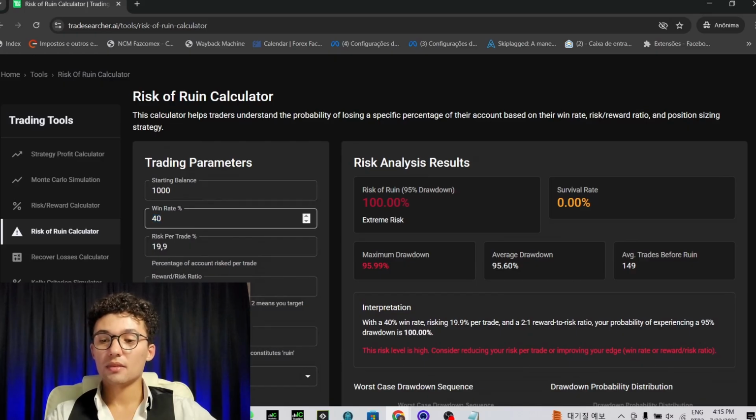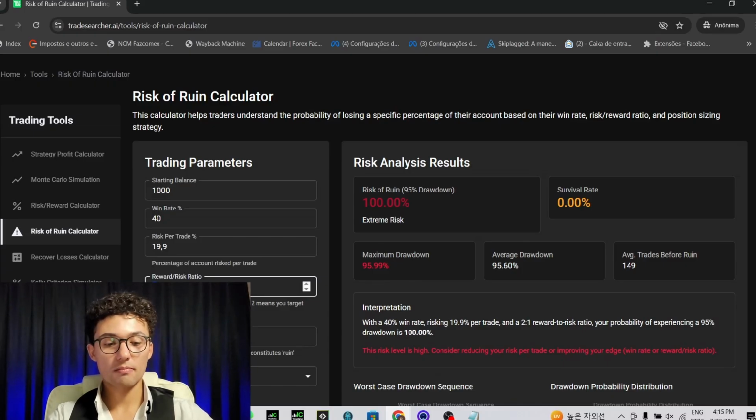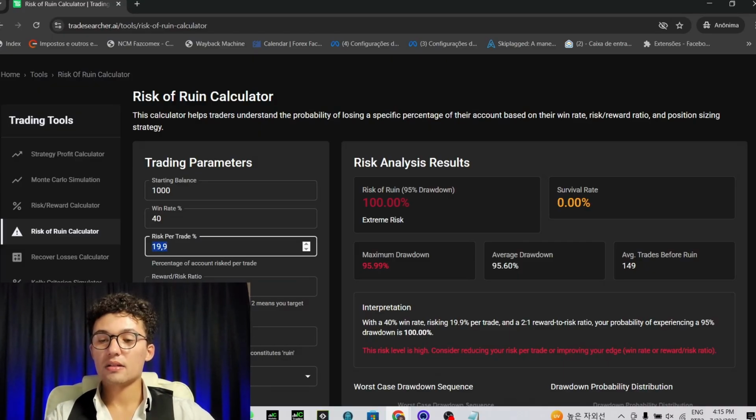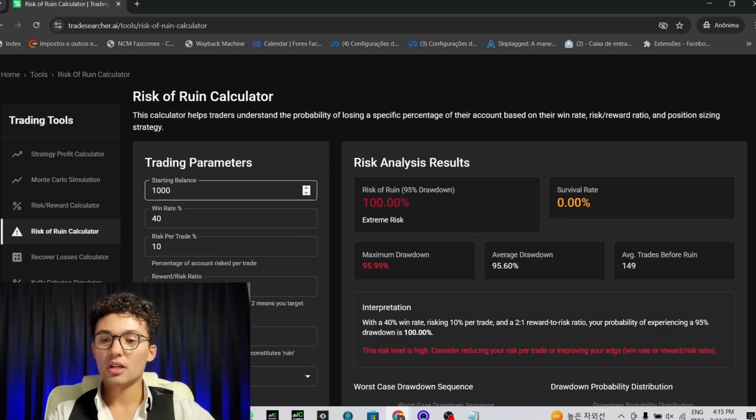Win rate. I will set here 40% win rate with a strategy that has at least 1 to 2 risk return. So 1 to 2, I filled here. And this is the risk per trade that we will take. Let's, for example, set 10%. So win rate 40%. If you don't have at least a strategy with a win rate of 40% and risk return 1 to 2, you need to really change your strategy.